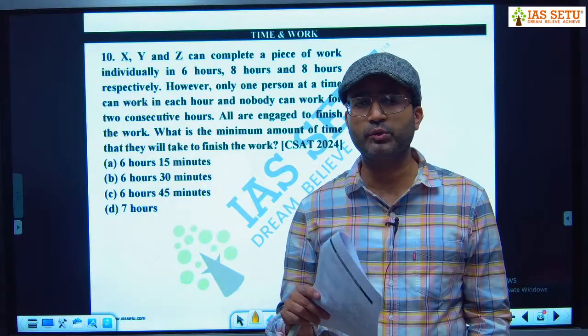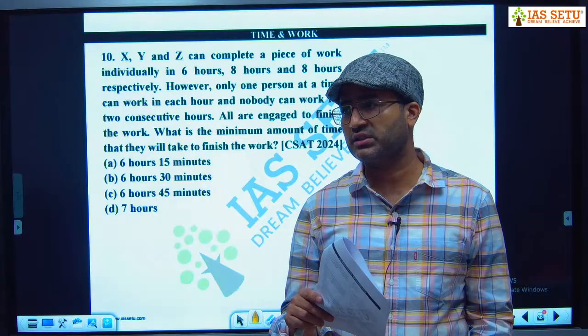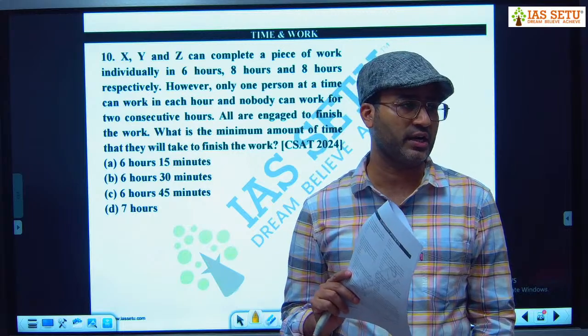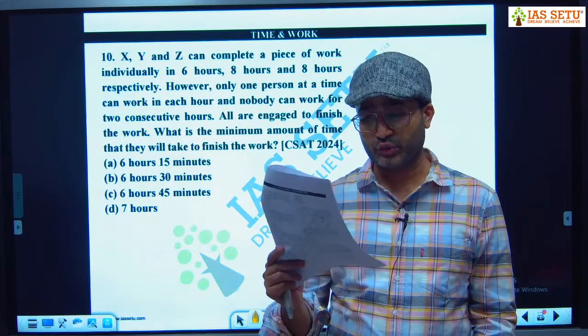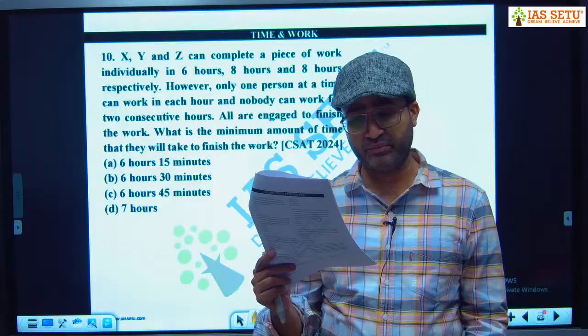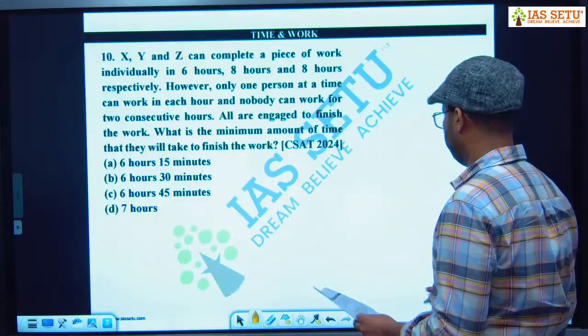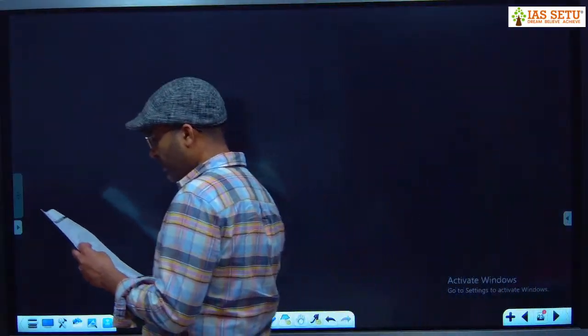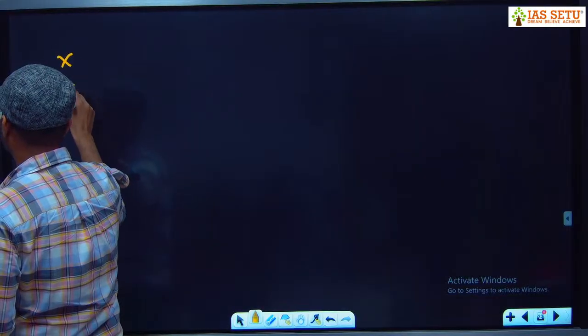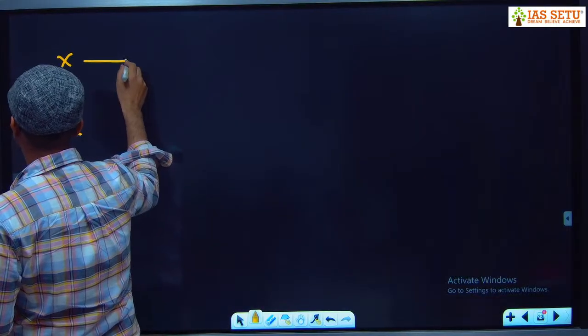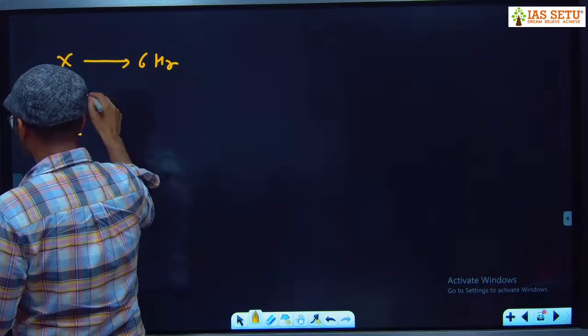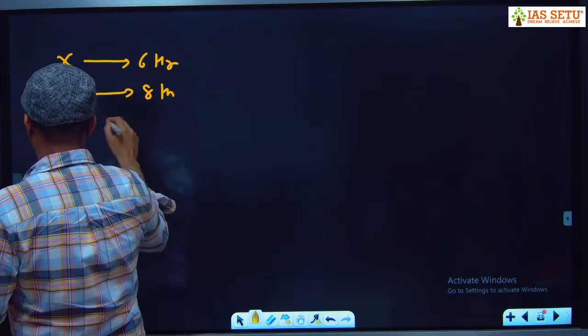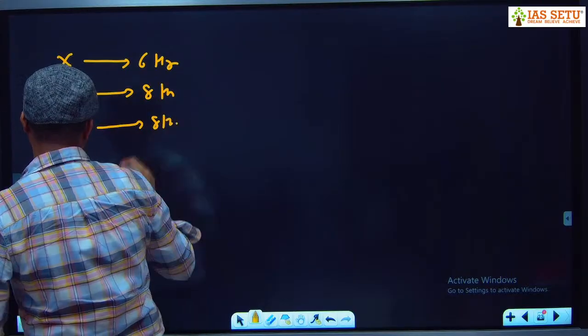Meaning, it did not say that you have to start with X, Y or Z. That is your choice, and that is where you have to use your mind, so that the work will be done in minimum time. Now we will do X, Y, Z. X can do one work in 6 hours, Y can do it in 8 hours, Z can do it in 8 hours.